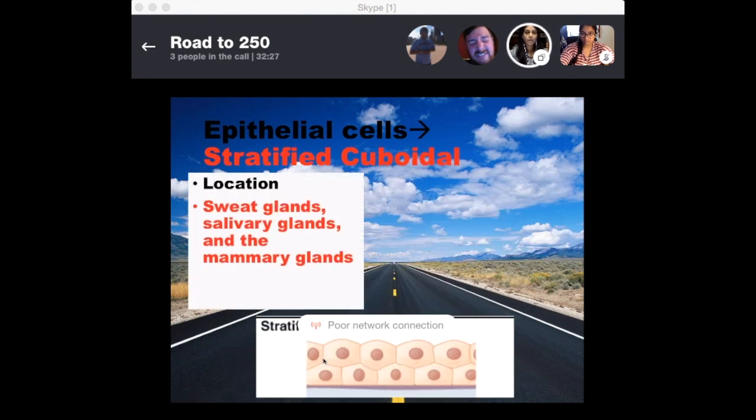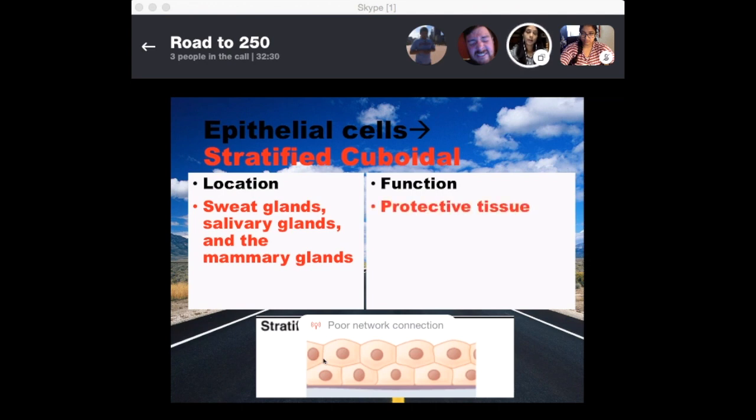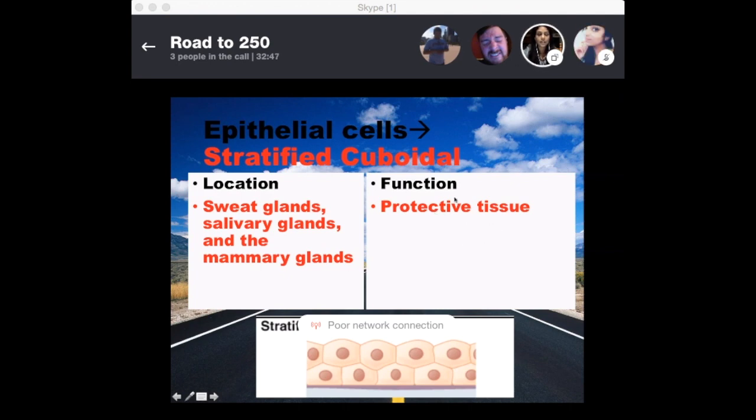Okay, now if we're going to move on to the stratified, we can have stratified cuboidal, squamous, and columnar. The stratified, multi-layer cuboidal are going to be seen in our sweat glands, salivary glands, and mammary glands. Their function essentially is just to be a protective tissue. And you can see here that it's multi-layered, and it's our cuboidal, so the height and width is equal, or in a 1-to-1 ratio.